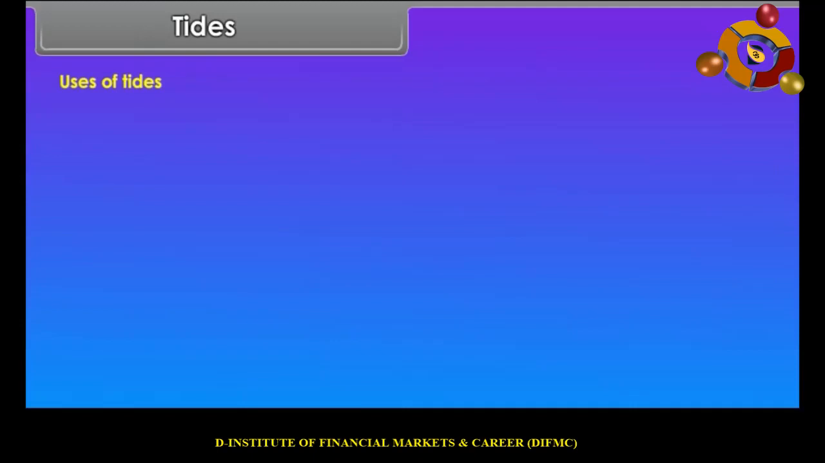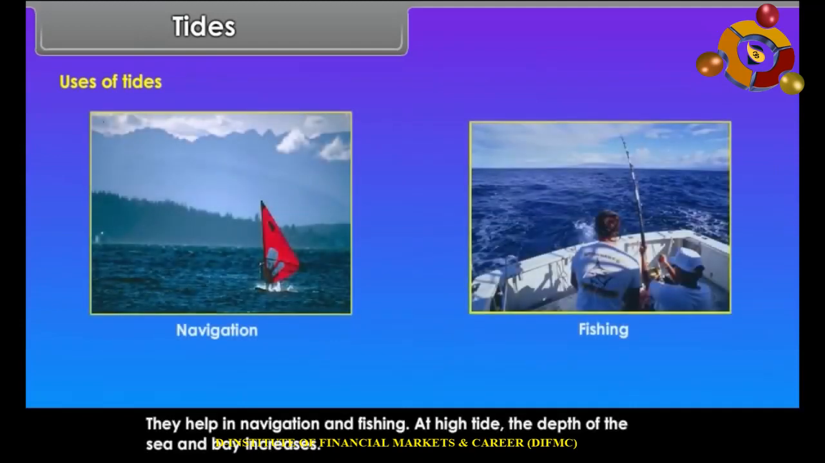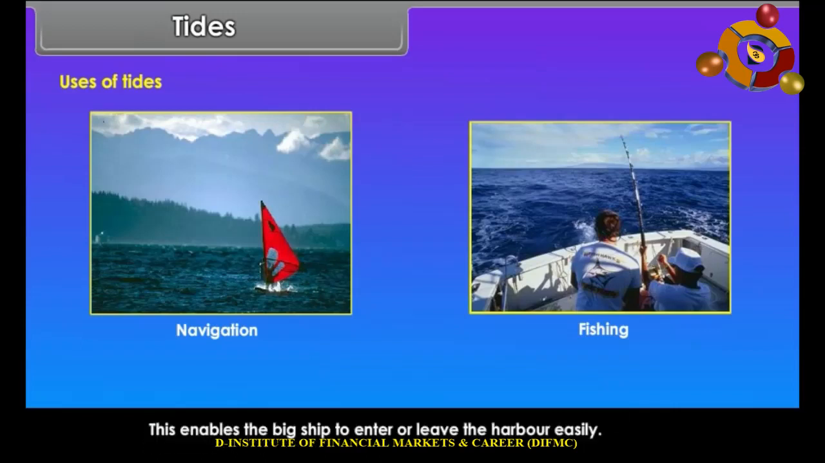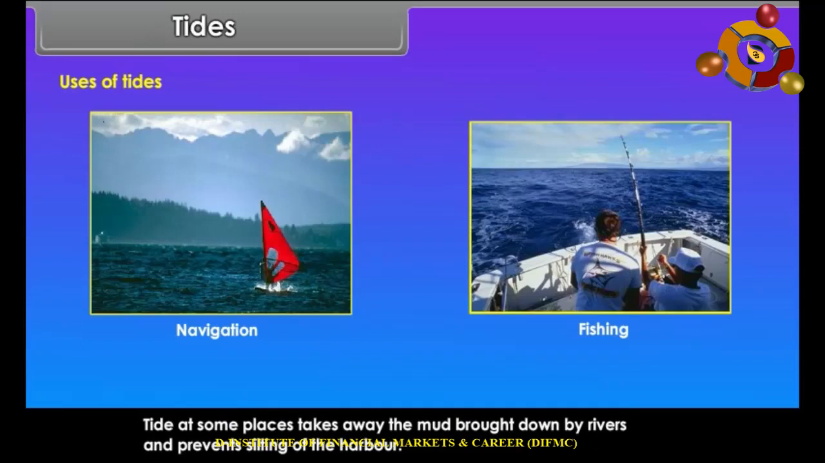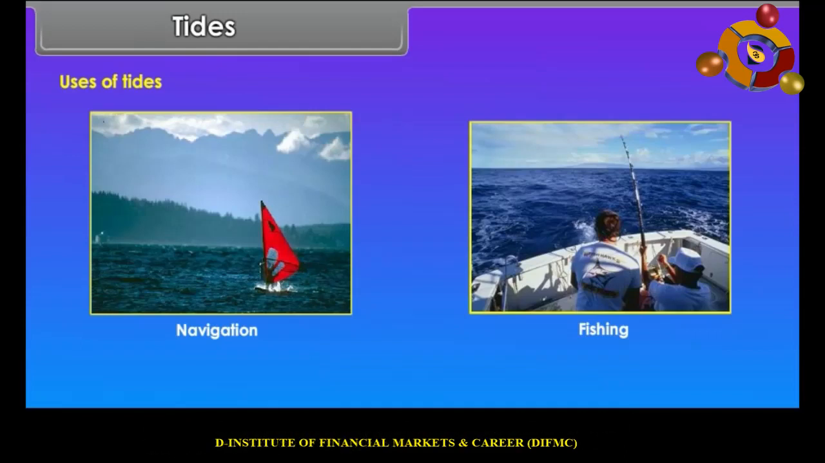Uses of tides. They help in navigation and fishing. At high tide, the depth of the sea and bay increases. This enables the big ship to enter or leave the harbour easily. Tide at some places takes away the mud brought down by rivers and prevents silting of the harbour. Tidal water makes rivers suitable for navigation. Tides are also a major source of energy.